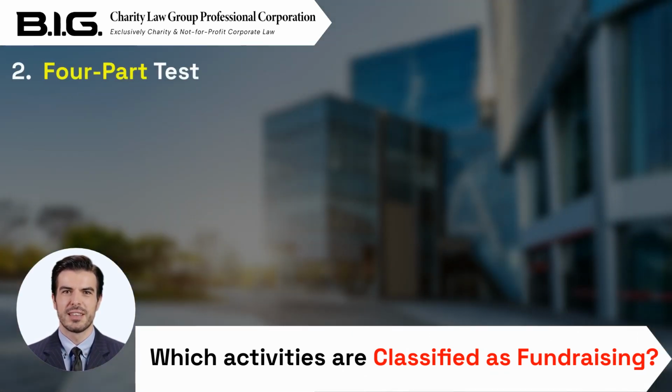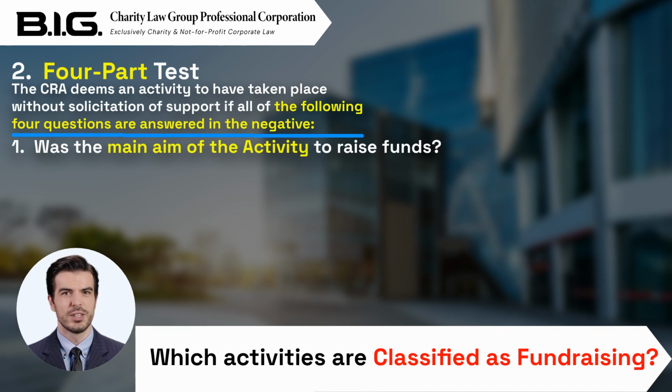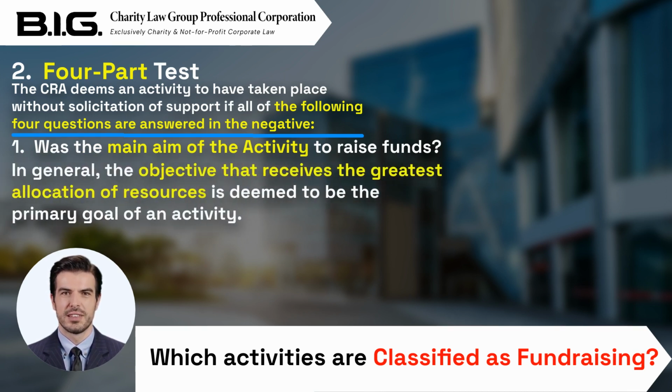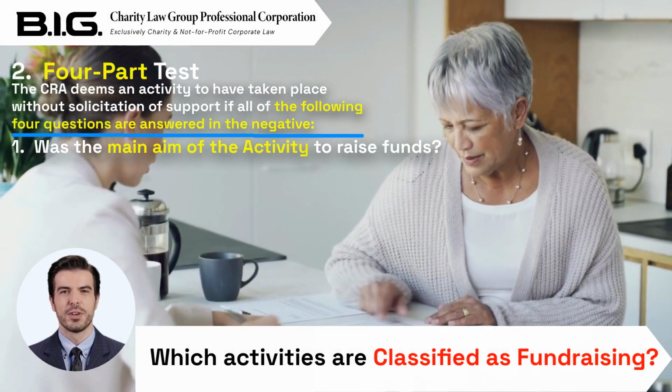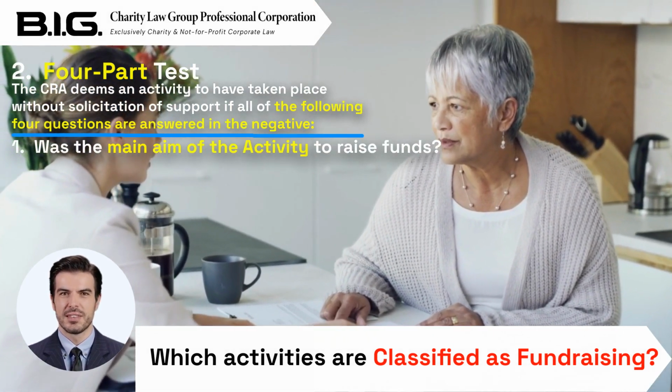Second, 4-part test. The CRA deems an activity to have taken place without solicitation of support if all of the following 4 questions are answered in the negative. Number 1, was the main aim of the activity to raise funds? In general, the objective that receives the greatest allocation of resources is deemed to be the primary goal of an activity. It can be challenging to differentiate between content that is charitable in nature versus content that is aimed at fundraising.